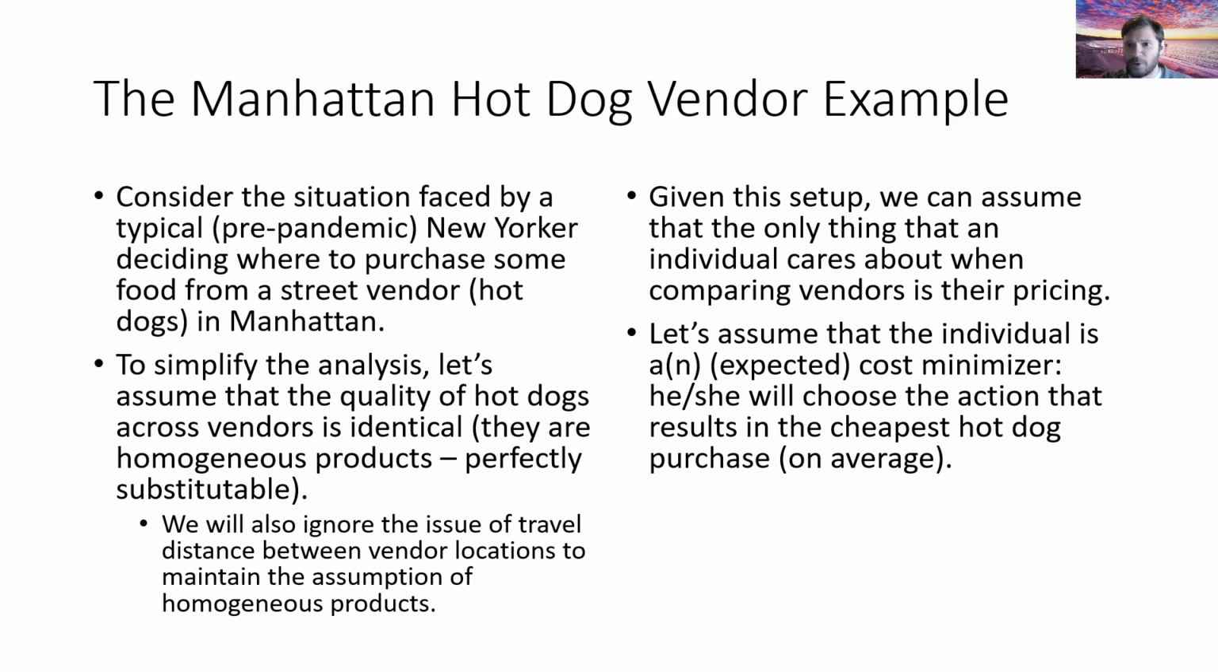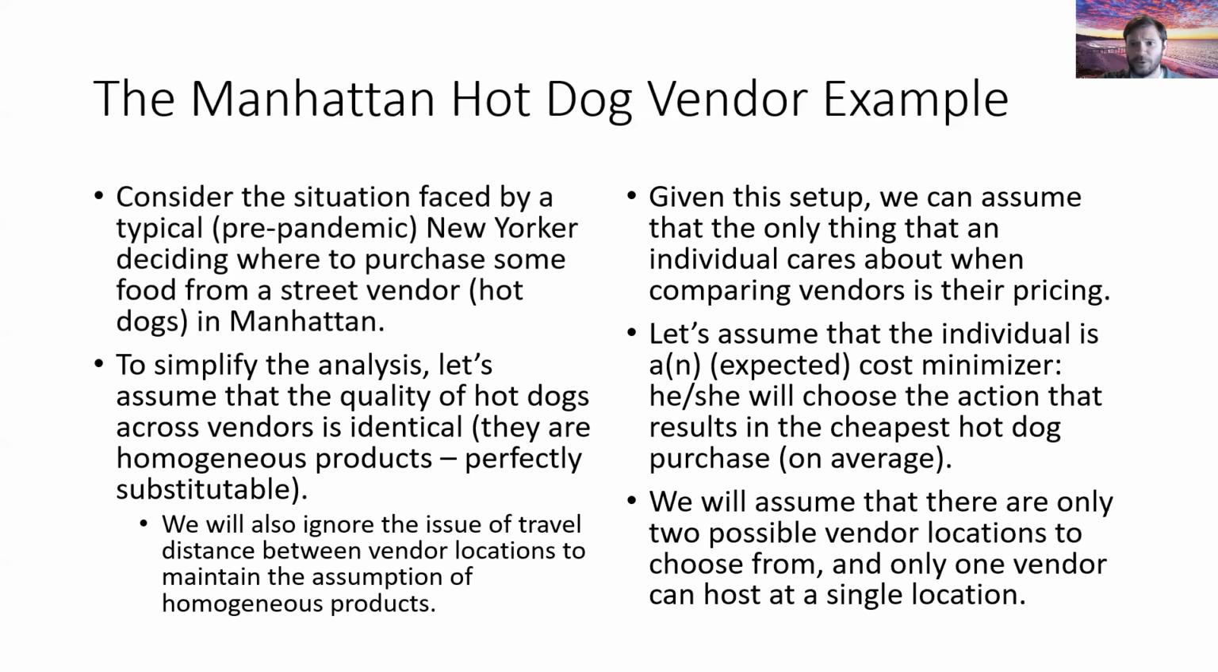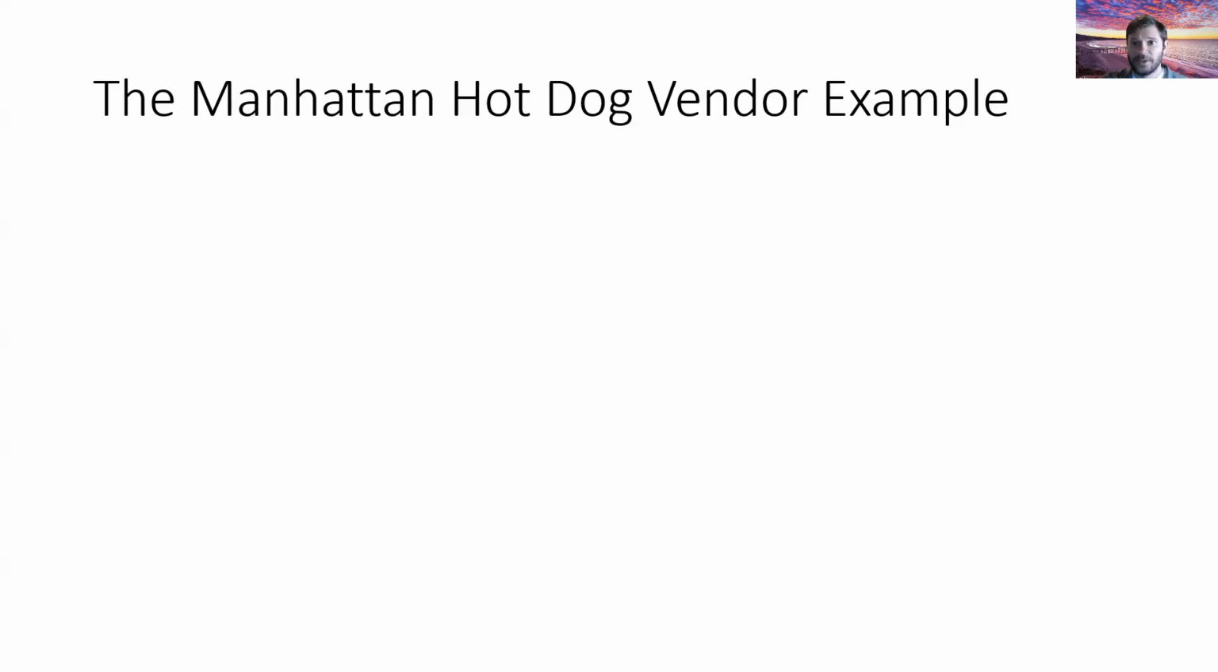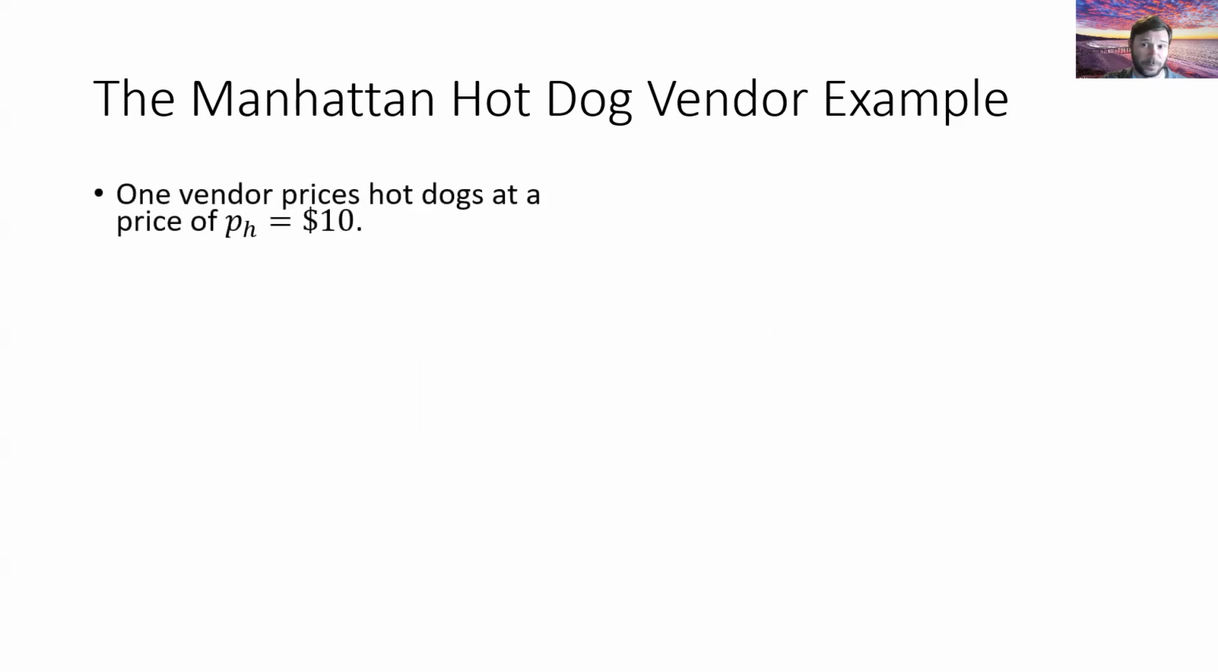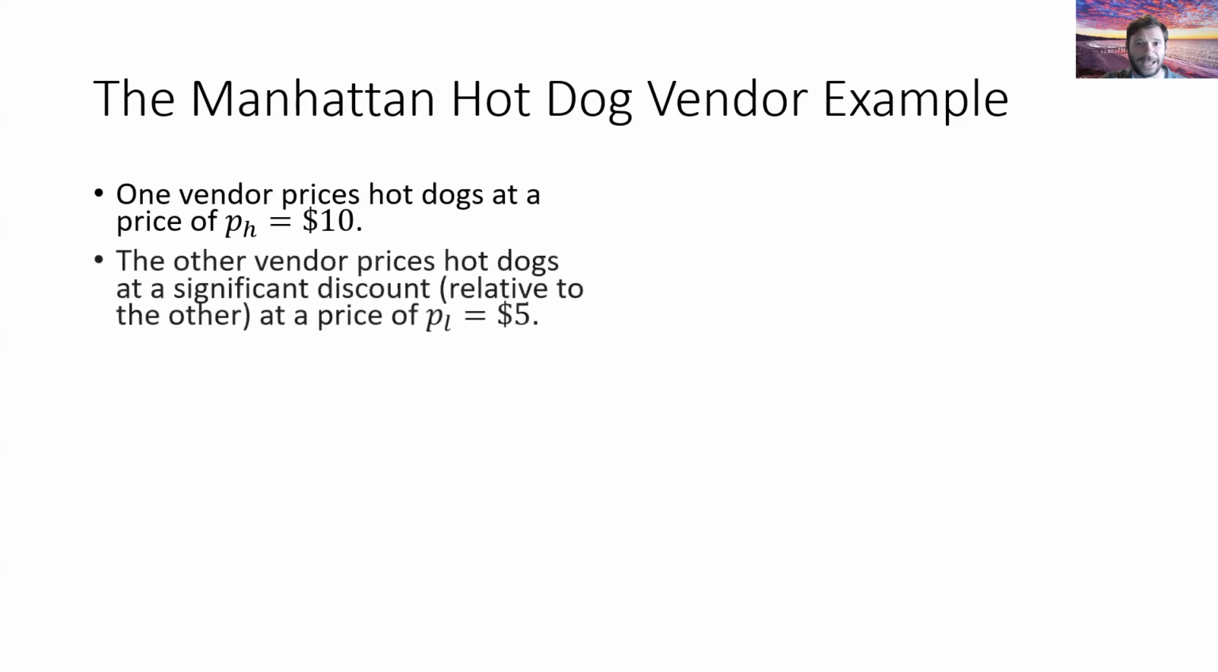And we're going to assume that there are only 2 possible vendor locations to choose from. And the uncertainty here is the individual doesn't know at a particular choice of location if it's the low priced hot dog vendor they're going to run into or the high priced hot dog vendor that they're going to run into. So again, one of the vendors sets a pretty high price of $10 per dog, but the other vendor prices hot dogs at a 50% discount relative to that.